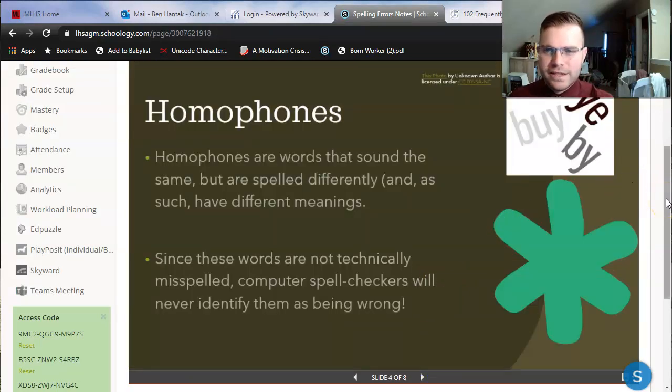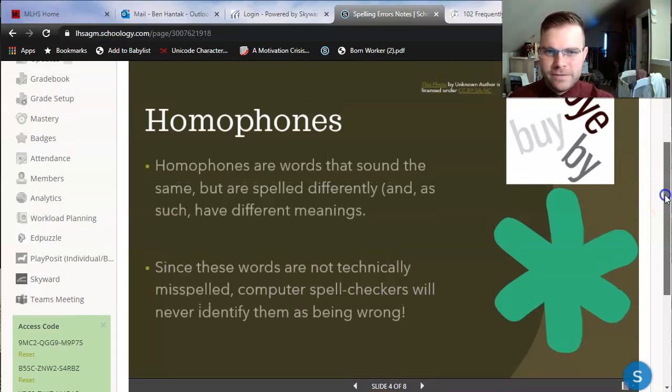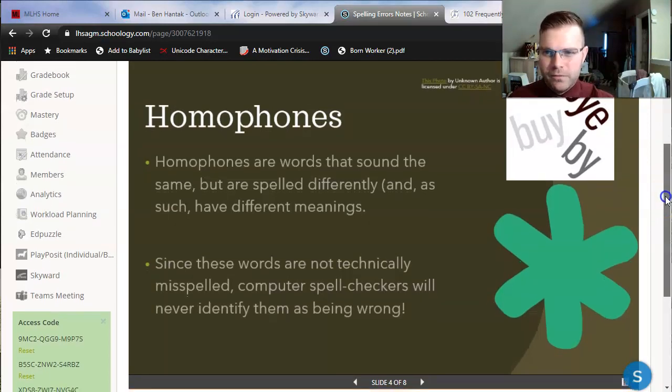The biggest thing that I can teach you in regards to fixing spelling errors is knowing how to work with homophones. Homophones are words that sound the same but are spelled differently, and because they're spelled differently, have different meanings. I should have ended my parenthesis there. That's my bad. An example is buy, bye, and by.